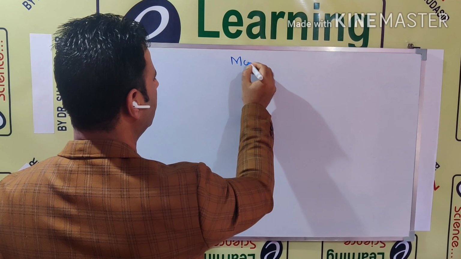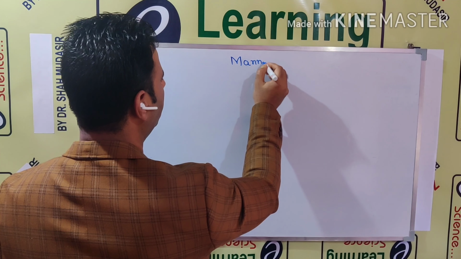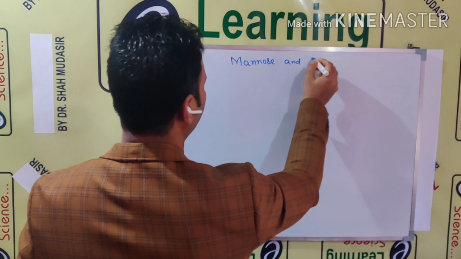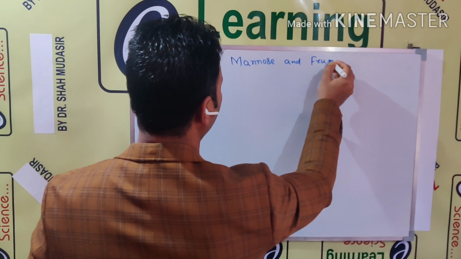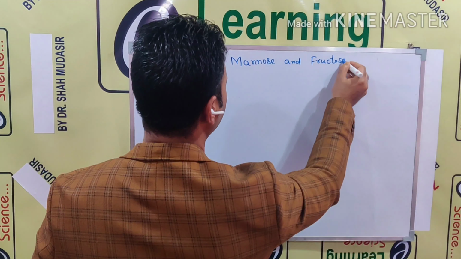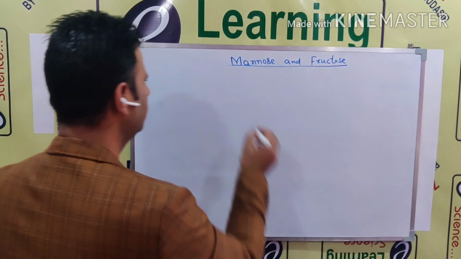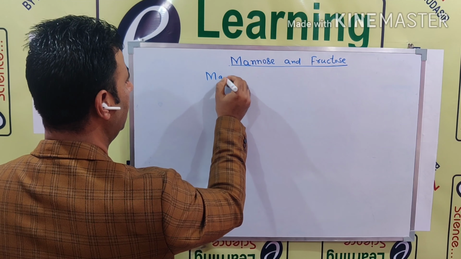monosaccharides. One is mannose, and the second is fructose. Mannose and fructose. First of all, let me take the first sugar, that's mannose.